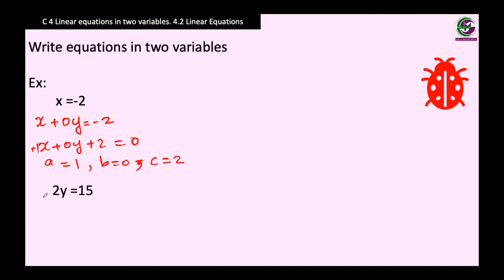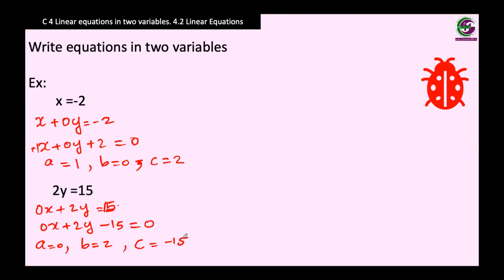Again, another equation without x. So first we have to rewrite with x. 0x plus 2y equal to 15. And we can rewrite it 0x plus 2y minus 15 is equal to 0. So A is 0, B is 2, and C is negative 15.